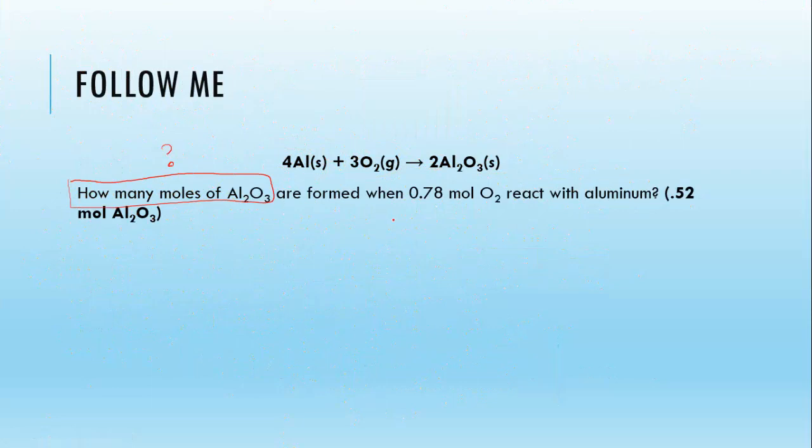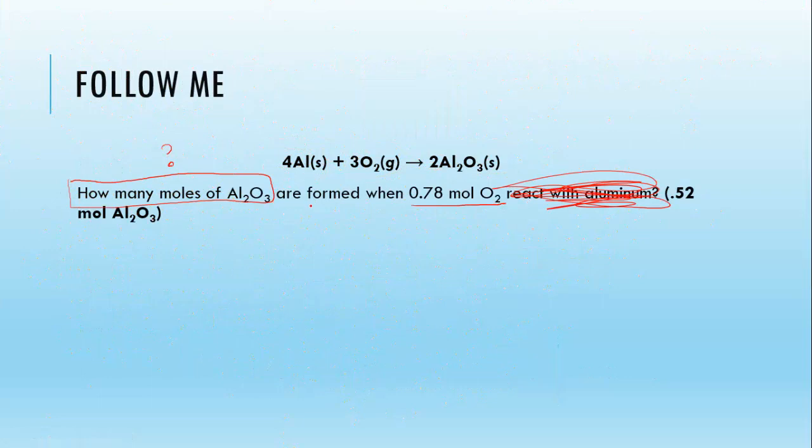How many moles are formed when 0.78 moles of oxygen react with aluminum? So here's the deal. I know it mentions aluminum, but that's kind of like me saying, how many peanut butter and jelly sandwiches can I make out of 300 tablespoons of peanut butter if I put it together with jelly? Like, the jelly part doesn't matter. We're assuming that we have enough of this stuff. Like, I don't even care about this part of the sentence. You can just pretend like it goes completely away and focus on this.